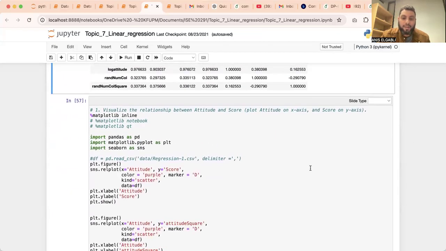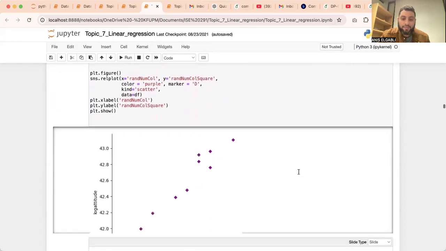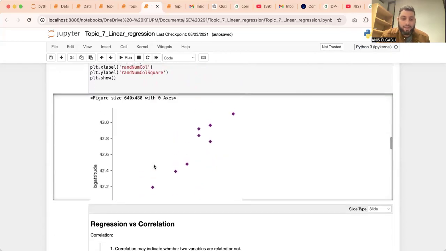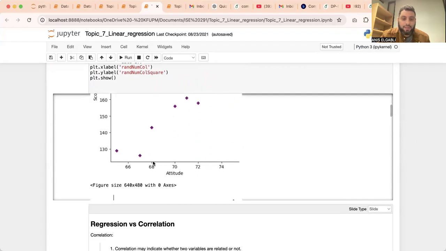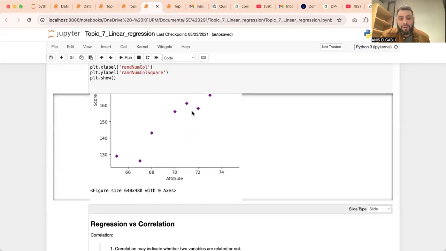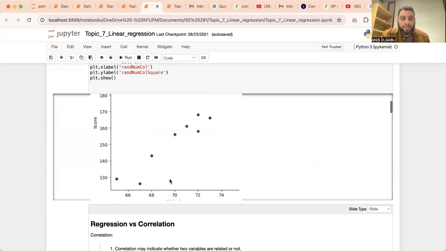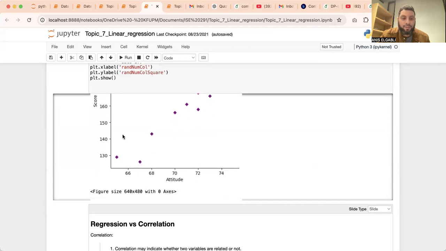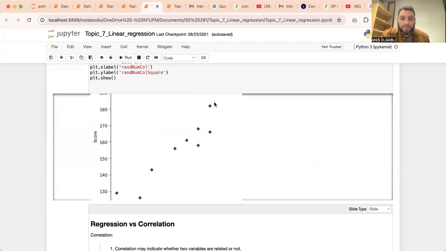Let's continue now. As I said, you can plot the scatter plot here, and this is what I did. For example, here, the score versus attitude, okay? So it can be approximated by a linear relationship. So then that's good. We can build a linear regressor to estimate the relationship between attitude and score, because the relationship here can be approximated by a line.